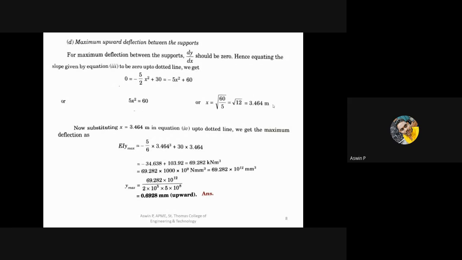3.464. We are omitting the last term of the deflection equation since the point is between A and B, because the distance between A and B is 6 meters. So maximum deflection will be acting between A and B. So we are not considering the last term of the deflection equation, that is RB into x minus 6 cube divided by something.